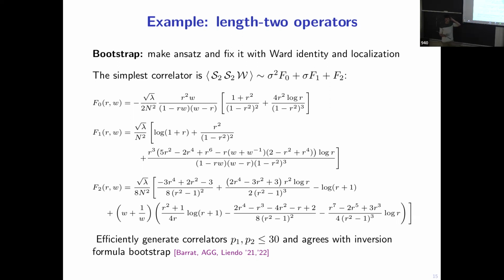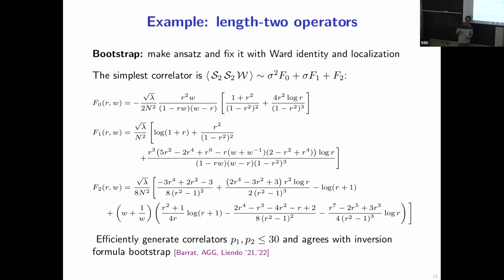Even though that worked, this other method that we have here turns out to be much more efficient. So you can generate many more correlators. They are all going to look like this, some complicated combinations of logs and rational functions of them. So it's very hard to see a structure.